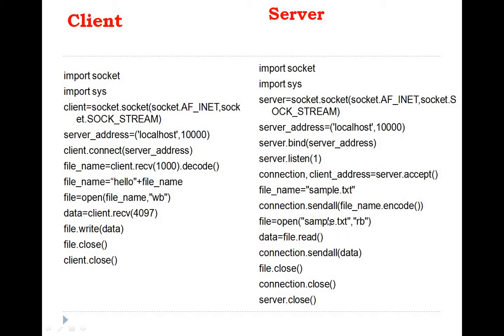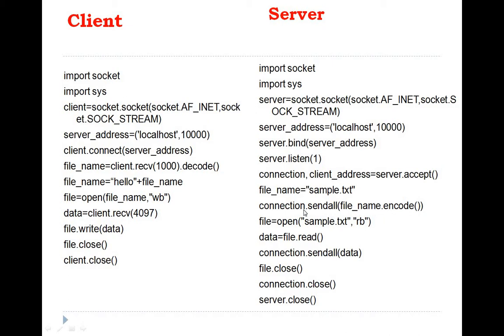Next comes the file transfer. There is a file called sample.txt which we want to transfer from the server folder to the client folder. I'm naming this file sample.txt in a variable called file_name. First I'm sending this file name to the client, using sendall on the connection. While sending it, I'm encoding this file name and sending it to the client.